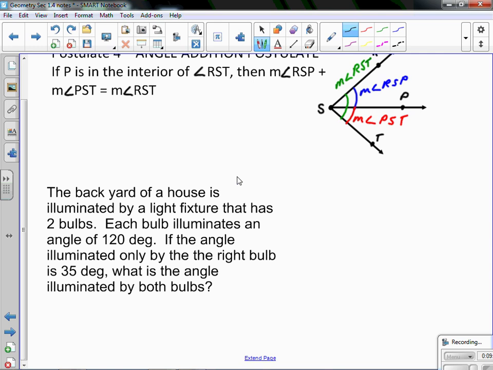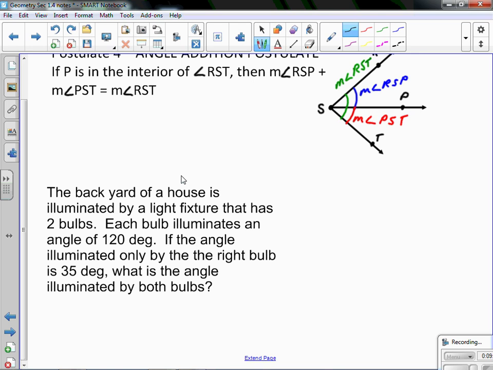So this next problem says the backyard of a house is illuminated by a light fixture that has two bulbs. Each bulb illuminates an angle of 120 degrees. If the angle illuminated only by the right bulb is 35 degrees, what is the angle illuminated by both bulbs?